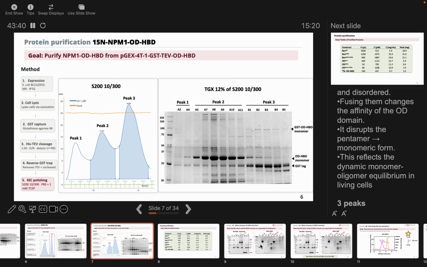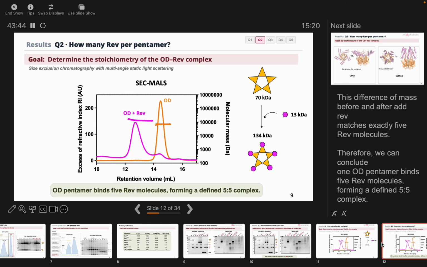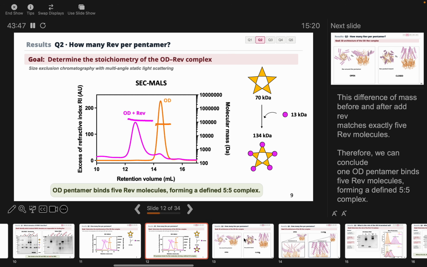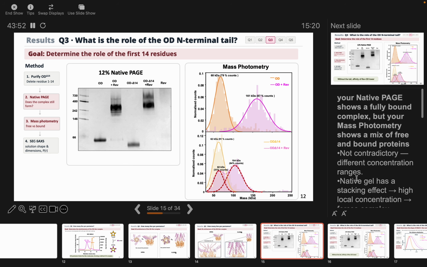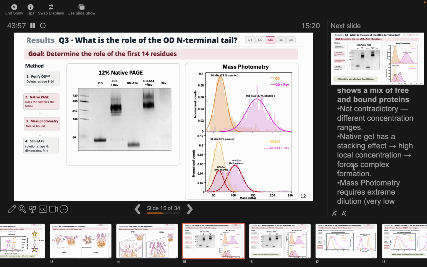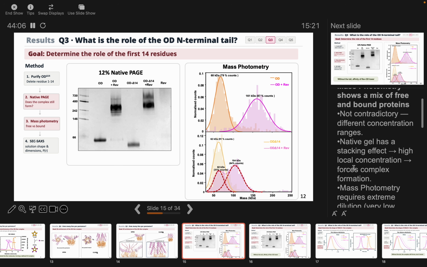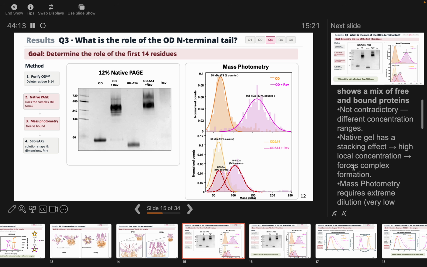Okay, so number 12, I think. And it's very good, this one. Yeah, I like it. Here. So I think you probably have the answer now because we spoke a lot about that. How can you explain that by mass photometry you have two peaks, and you mentioned a partial dissociation of the complex, whereas on a native gel you see a clear shift? What is your hypothesis about that?